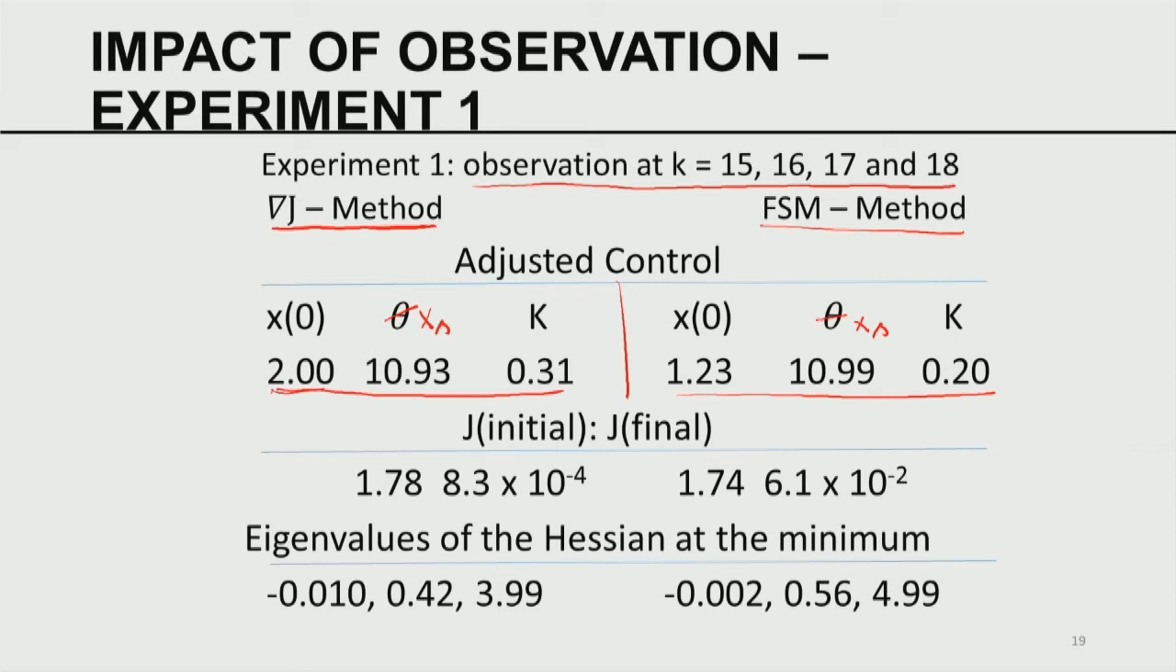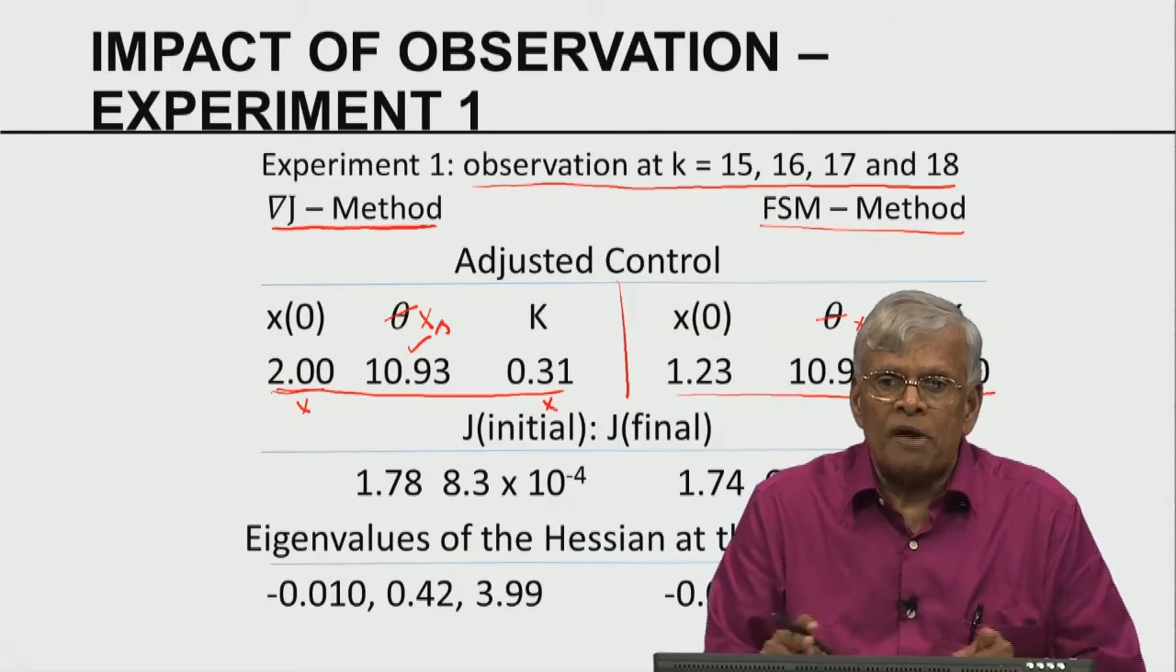In the case of 4D-VAR, the initial condition it didn't recover correctly. There is an error in the parameter recovery as well. The actual parameter is 0.2, but the sea surface temperature it recovered reasonably closely. So this is good, but these two are not good. So this gives you a relative comparison of the performance of the two methods.